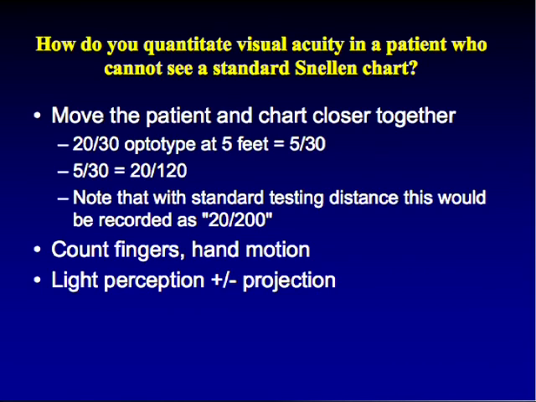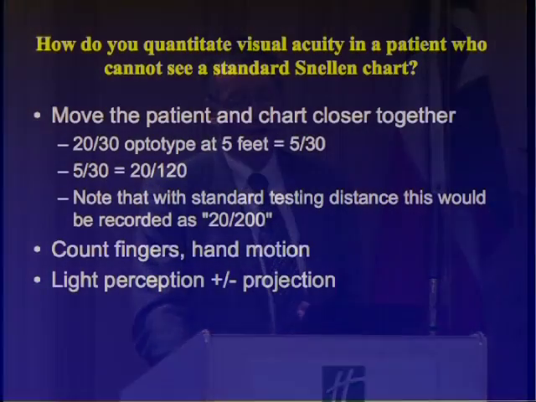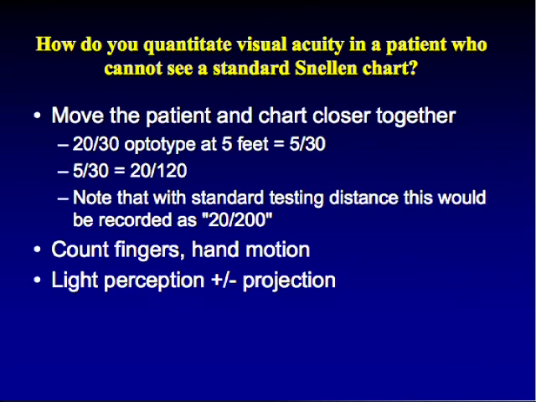So what happens then if you have a patient who cannot see a standard Snellen visual acuity chart? Well, you move the patient and the chart closer together, so that a 20/30 optotype at 5 feet is going to be 5/30 vision, which is the same as 20/120. Now, if you had just had the patient at standard distance, they would have seen the 20/200 letter, but they wouldn't have seen the 20/100 letter, so you would have said they have 20/200 vision, but in fact they have 20/120 vision. If you can't record, no matter how close you move the patient, then you have to use other methods such as counting fingers and hand motion, more qualitative assessments of visual acuity.